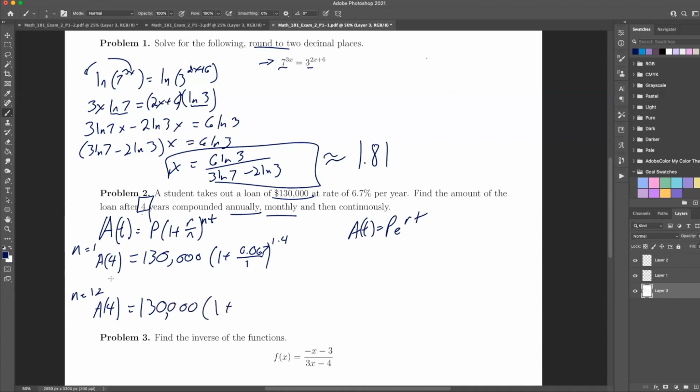And so here, the monthly one would be for 12. So I have 0.0067 over 12. And I'm going to do this 12 times 4. Okay. And so here you just plug in using this formula. All right, and we'll just grab this.